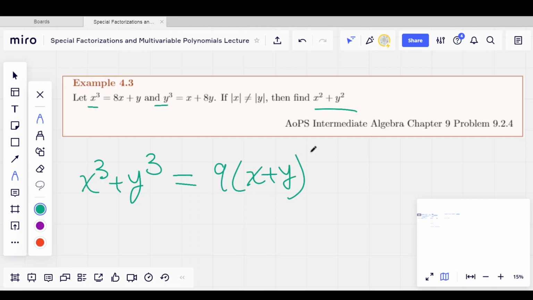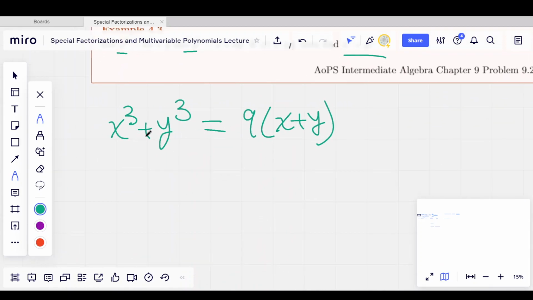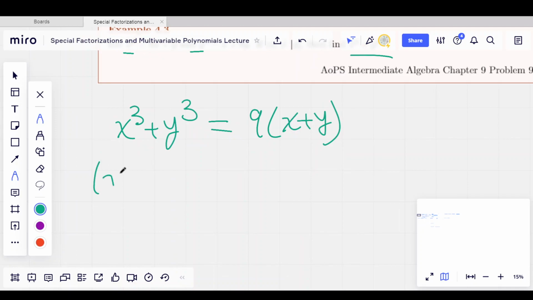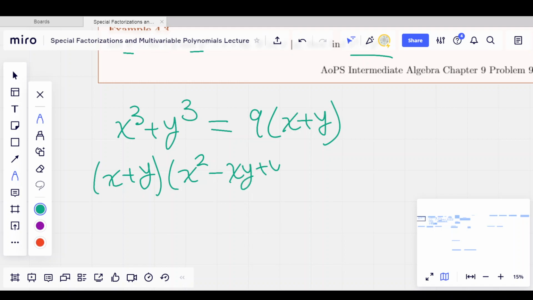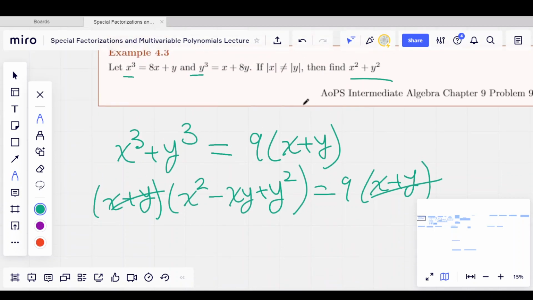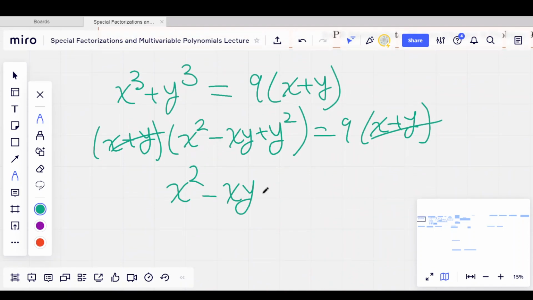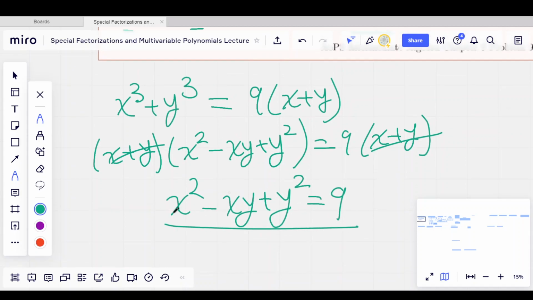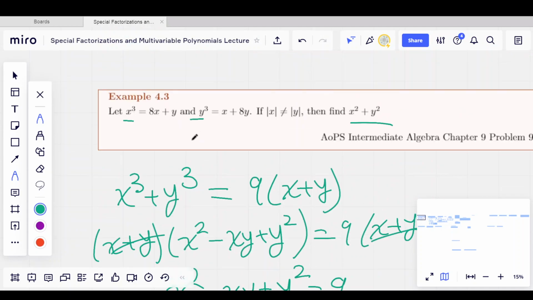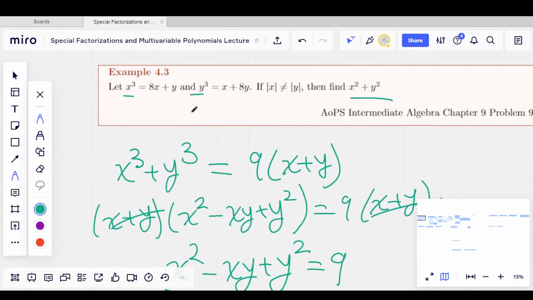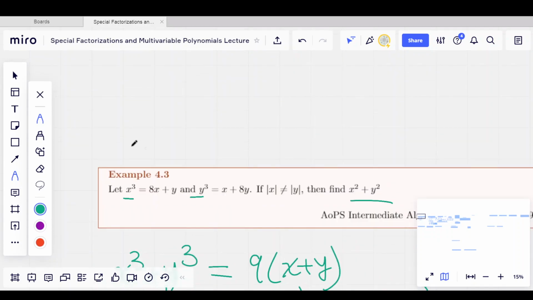So now, you can see that this is divisible by x plus y. If you don't see this, I'll just write it out for you. And then these two cancel because it's non-zero. So x squared minus xy plus y squared is equal to 9. This will be very useful because we can actually now subtract these two equations.